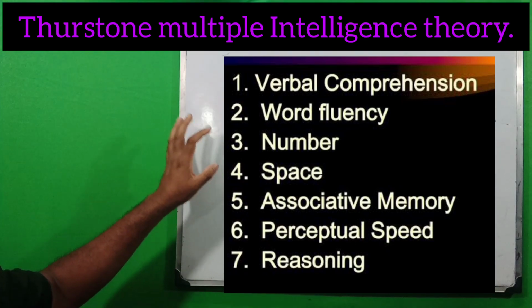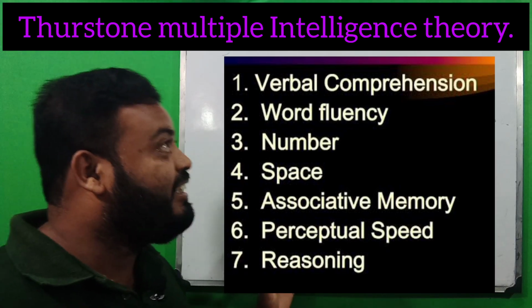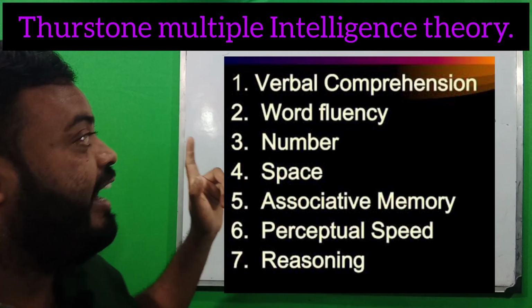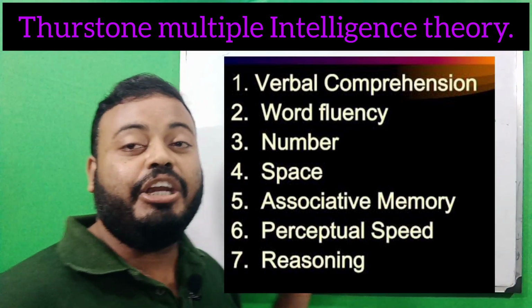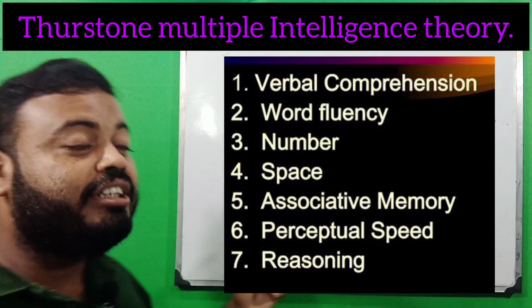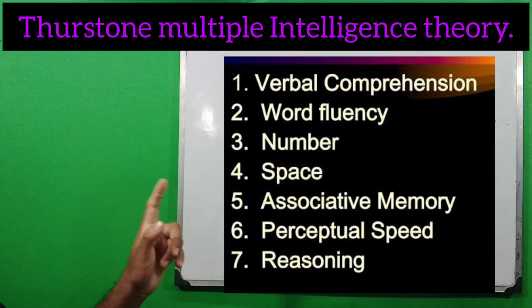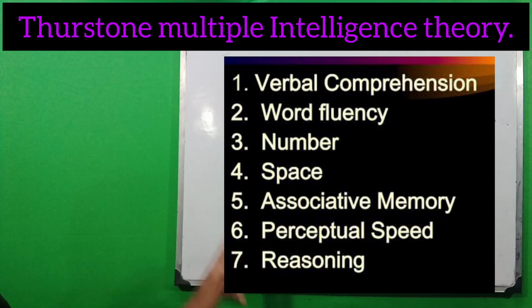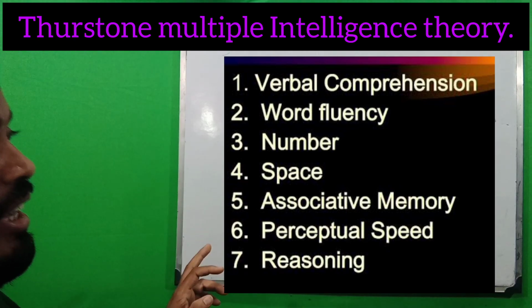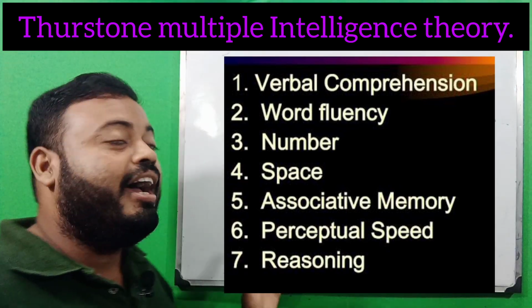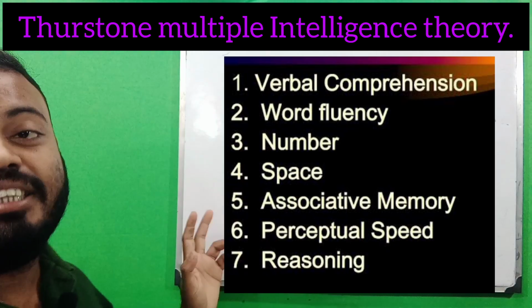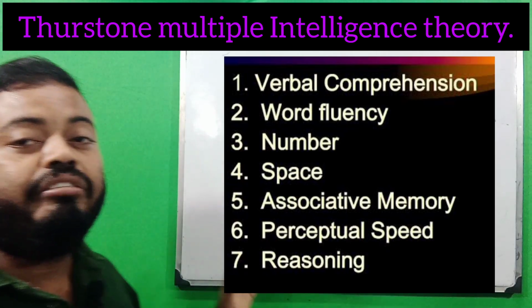Next we learn about the S factor. S is the spatial factor. Next is the N factor, and N is the numerical factor. Then the W factor. W is the word fluency factor. Next is the P factor. P is the perceptual factor. Next is the M factor, and M represents the memory factor. And lastly the R factor, which represents the reasoning factor of intelligence.